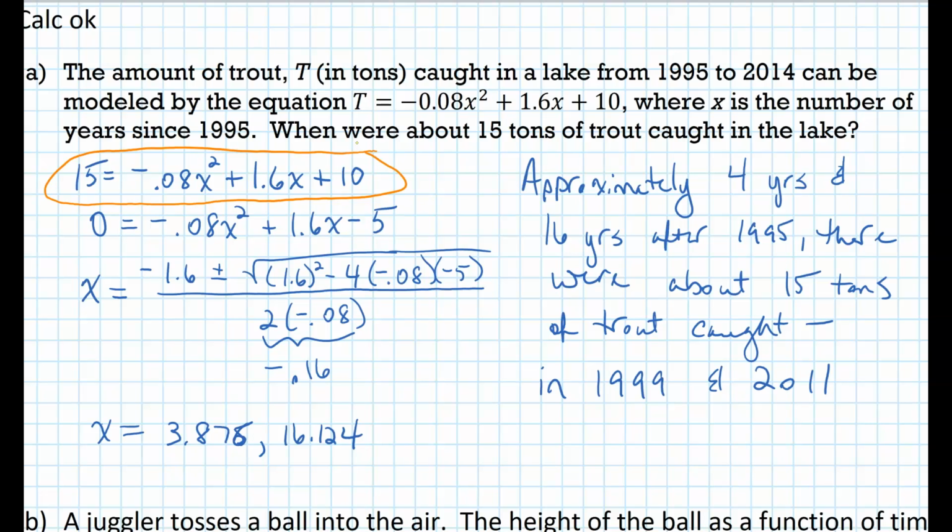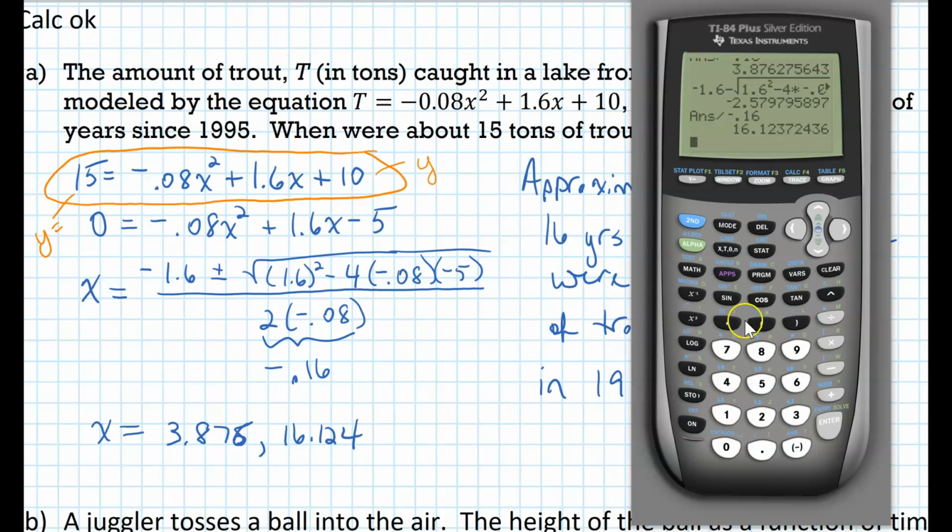There's 2 equations. This one here is y equals 15, and this one here is... I'm not going to repeat the whole thing. Okay, so we can also graph this, right? So if I come in here and go to my plots, and I plug in negative 0.08 x squared plus 1.6 x plus 10. That's the original equation.